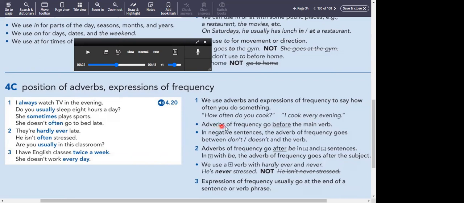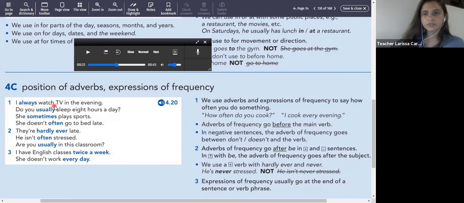Next one, the first point. Adverbs of frequency go before the main verbs. So let's see the main verb here. What's the main verb in this phrase, Cecilia? Watch. Okay, so the adverb comes before. So, I always watch TV in the evening. Do you always watch TV in the evening? Yes, I do, or no, I don't? Do you watch TV every day in the evening? Sometimes também. Okay, so no, I don't watch TV every day.